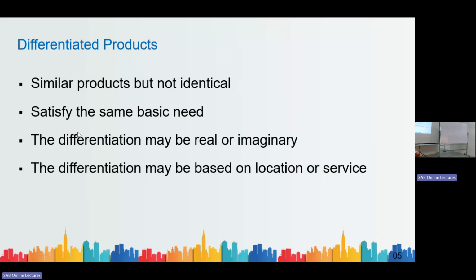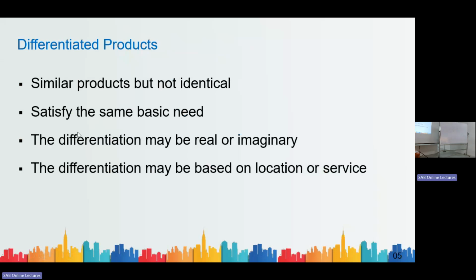Differentiated product means similar products but not identical. They are slightly differentiated. They satisfy the same basic need. If it is a haircut, all these firms satisfy the same basic need. If it is a fast food restaurant, they provide the same basic need of food. If it is about clothing outlets, they provide the same basic need of clothes.